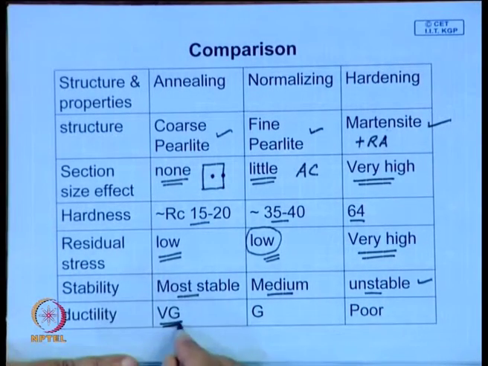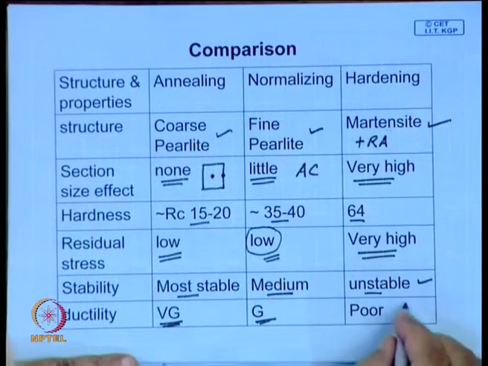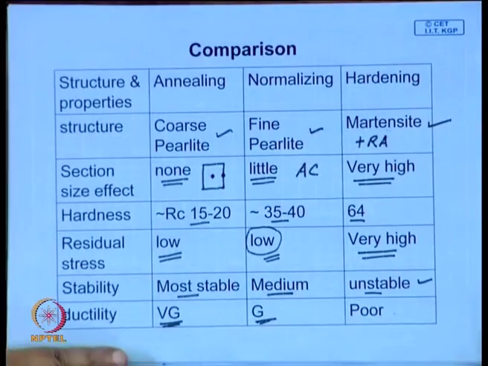Ductility in this case will be very good, it will be medium good, and here this will have very poor ductility. In fact, this high carbon martensite is very brittle.